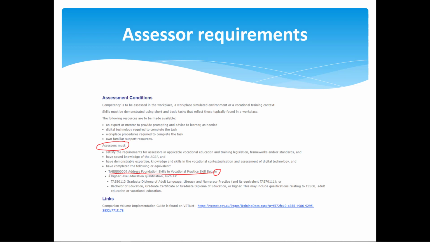And this might include a grad dip of adult language literacy and numeracy practices. It might be a higher level TAESS000 qualification, a Bachelor of Education, a grad cert, or a grad dip of education. Most importantly, you should always talk to the compliance team within your RTO to determine what the RTO requires, as well as what the training package requires.